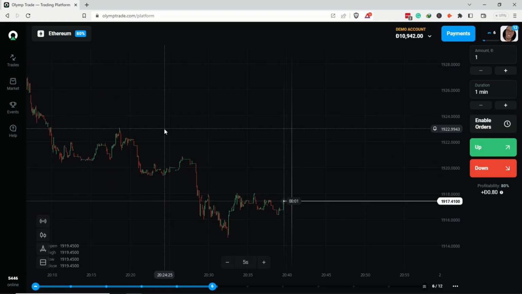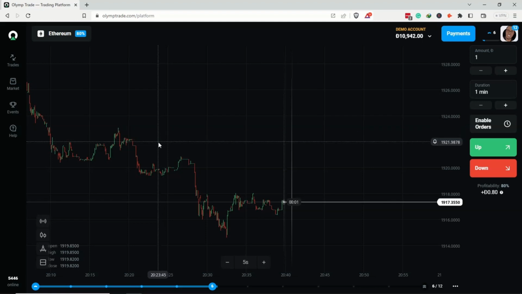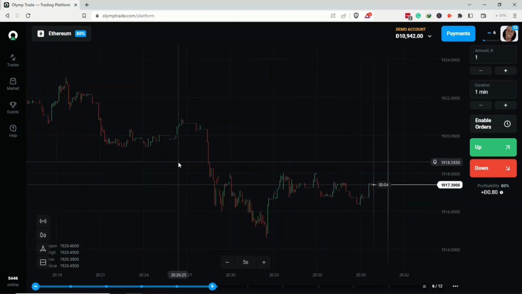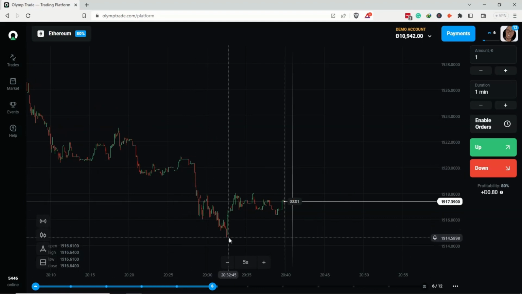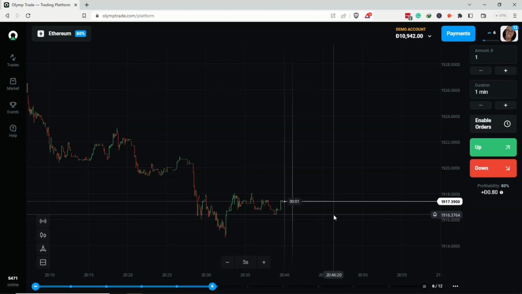When you are trading on Olymp Trade, you need the right time. You need to know when to buy and when to sell. The easier way to do that is to analyze the market. What's going on here? As you can see, this was a downtrend, then some recovery, and then it's consolidating here. Maybe it will go up or maybe it will go down. But how do you know?